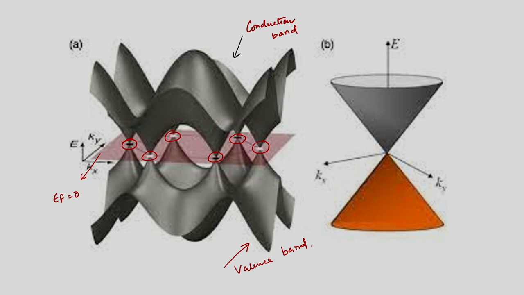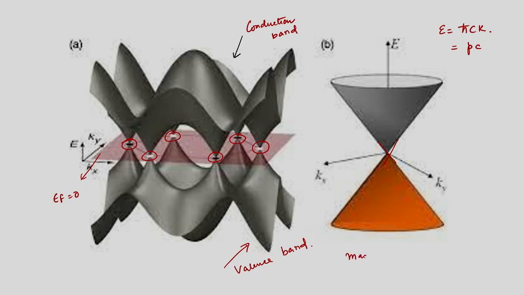And not only that, they touch like a light cone, as is shown here. You see that this is like a light cone. So it's like a linear dispersion, and linear dispersion is equated to the behavior of photons. Photons have a behavior which is like the extreme relativistic limit of a particle, or you can call it a massless particle. So that's why the electrons in graphene show the character of massless Dirac fermions. This word is very common.